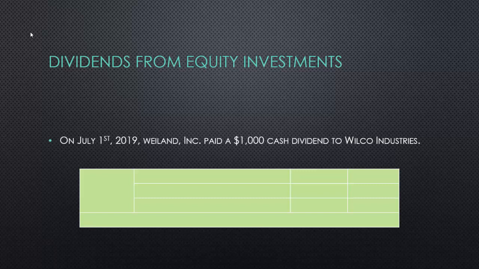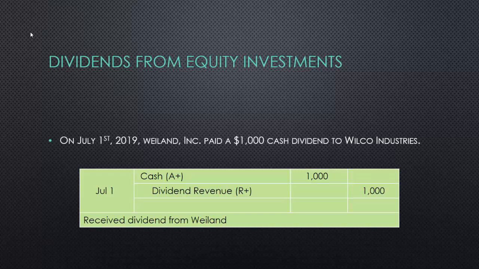Well, that's what's happening to Wilco here. They're receiving a dividend from Wyland on July 1st, 2019 for $1,000. So to book this, we're going to record it under cash. They're paying cash for their dividends for the amount we're receiving, which is $1,000, and we're going to record that income, that money coming into us, under our dividend revenue account. So dividend revenue is credited for $1,000. We received a dividend from Wyland.